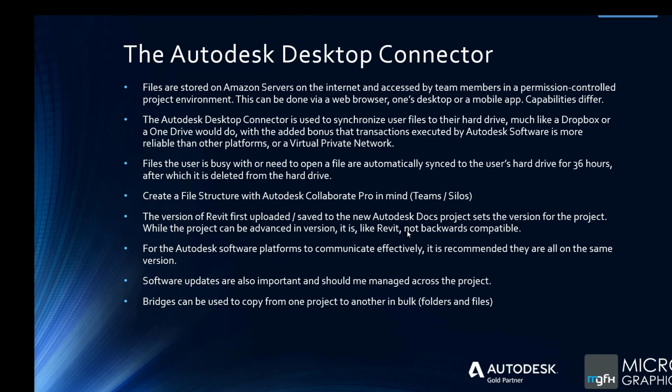And that's one of the things, probably the most important one, when you create a new project: just make sure that your Revit version is the version that the project is going to be on. Then another thing is that for all of the software platforms to communicate effectively, it is recommended that they're all on the same version. That means year. So if everybody is working in 2023 and you have a sign-off from all the partners and your consultants, then by all means go ahead. And just make sure that Civil 3D, Revit, InfraWorks, whatever we are using, is on that version. The software updates are also important and must be managed.